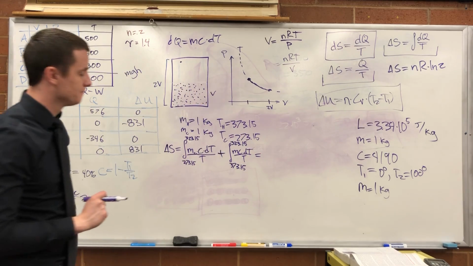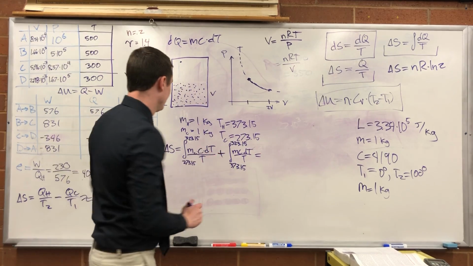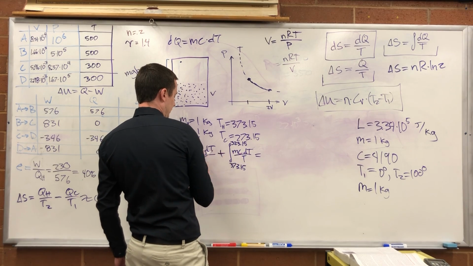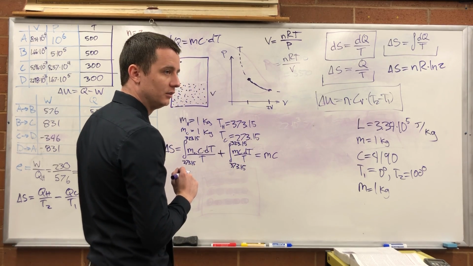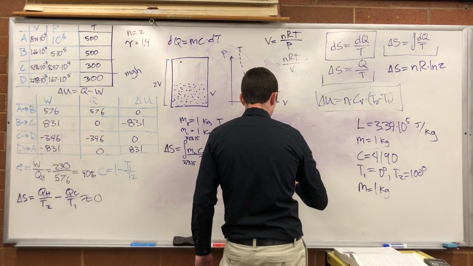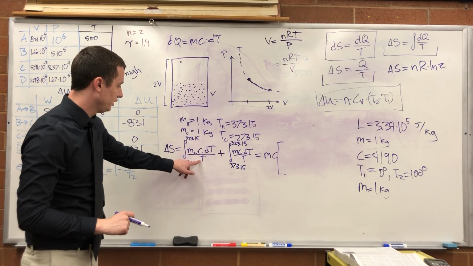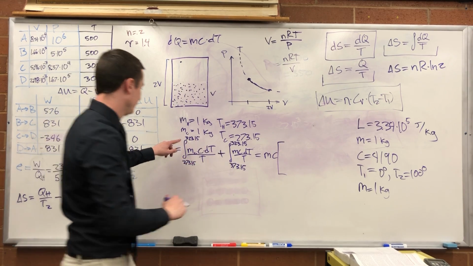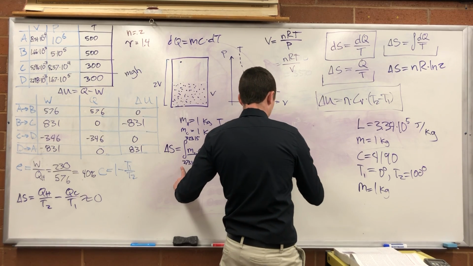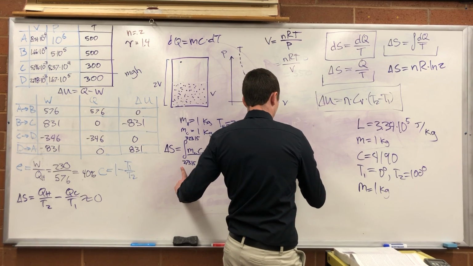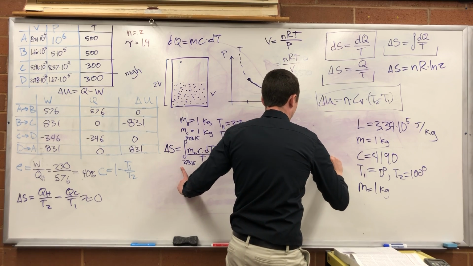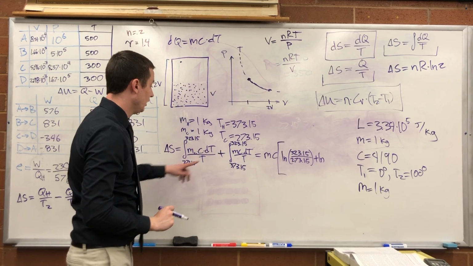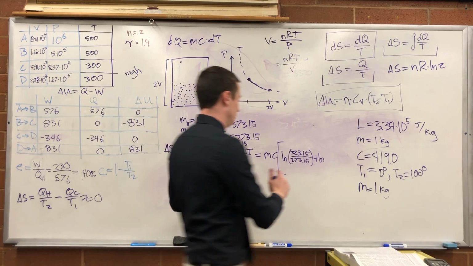They both have the same mass and they both have the same c, so I'm just going to pull that all the way out of everything. You with me? Yeah. When we integrate dT over T from here to here, we're going to have the natural log of this over this. And now we're going to add that with the natural log of this over this, which is going to be a negative number. Yeah, that makes sense.